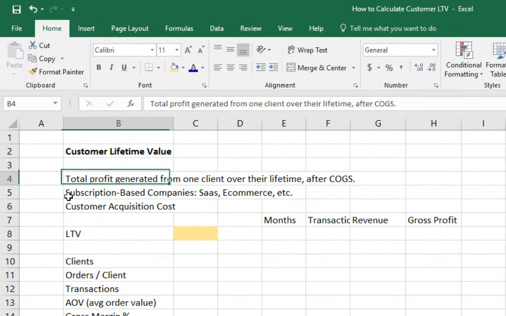First off, what is customer lifetime value? It's the total profit generated from one client over their lifetime of buying with the company.